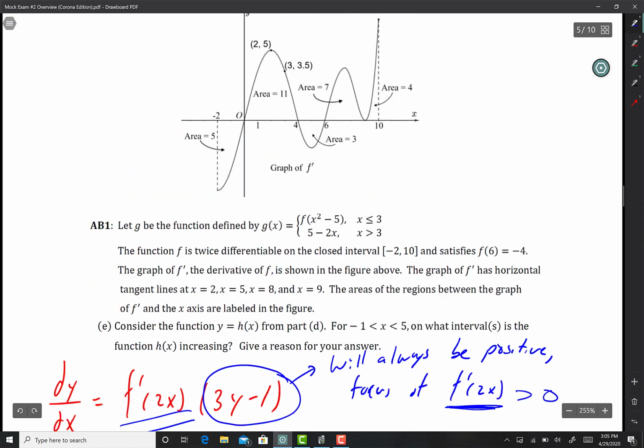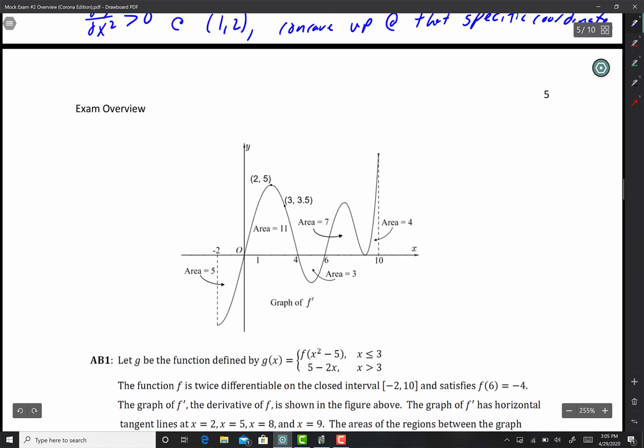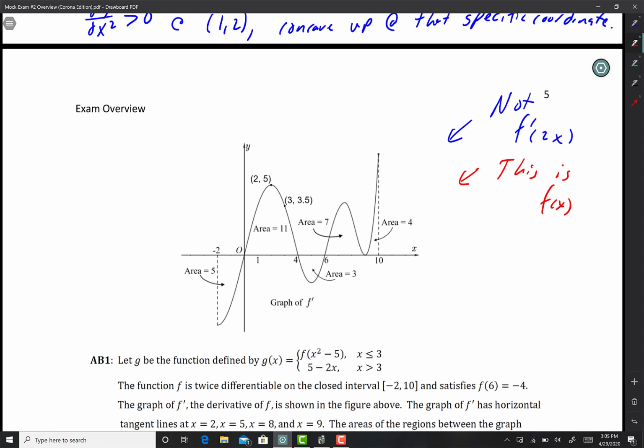Now here's the issue. This is not f prime of 2x. This is f of x, guys. So they're testing to see if you know your algebra knowledge. So let's go ahead and draw, since I already color coded, blue is f prime of 2x. Let's draw how f prime of 2x looks.